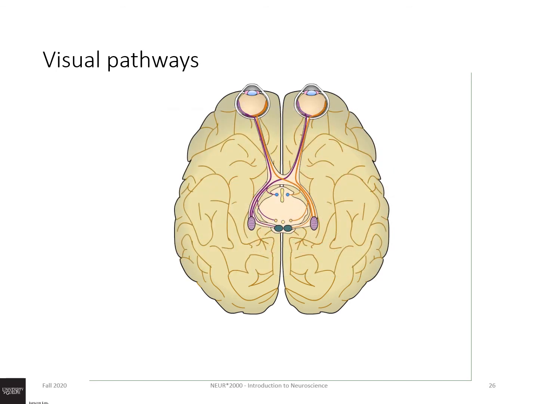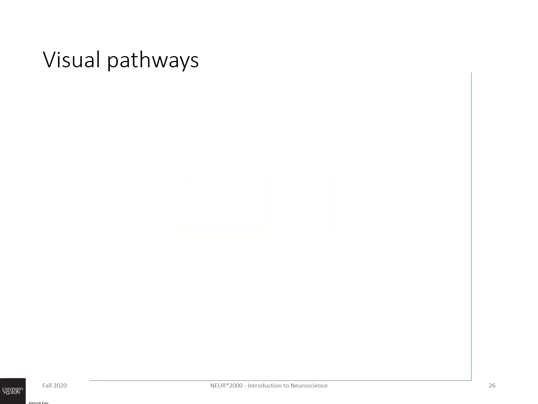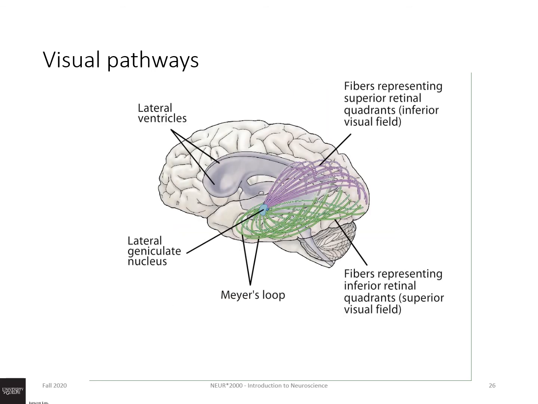From the lateral geniculate nucleus, visual information is relayed to the visual cortex. Most of the axons from LGN neurons form the optic radiations, which terminate in the visual areas in the occipital cortex at the back of the brain. In this lateral view of the brain, we see that axons carrying information about the superior portion of the visual field sweep around the lateral horn of the ventricle in the temporal lobe, a branch called Meyer's loop, before reaching the occipital lobe. Axons carrying information about the inferior portion of the visual field travel in the parietal lobe.